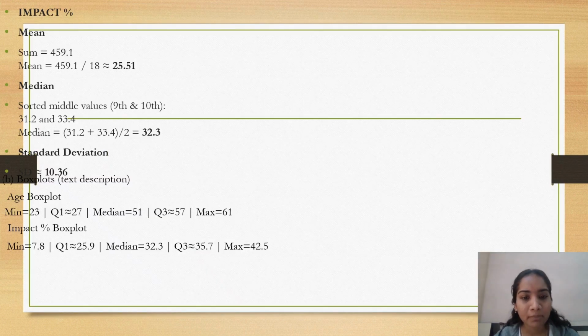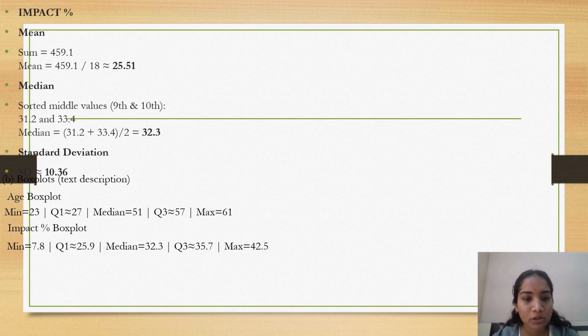Next, we see the mean of the impact percentage. Now looking at the impact percentage values, their total is 459.1. The mean will be 459.1 divided by 18, that is 25.51 percent. Then we see the median of the impact percentage, again taking the 9th and 10th values, 31.2 and 33.4. On calculating, 31.2 plus 33.4 divided by 2, we get 32.3 percent. And the standard deviation, using the standard deviation formula, the spread of impact values is about 10.36. So the impact percentages are moderately variable.